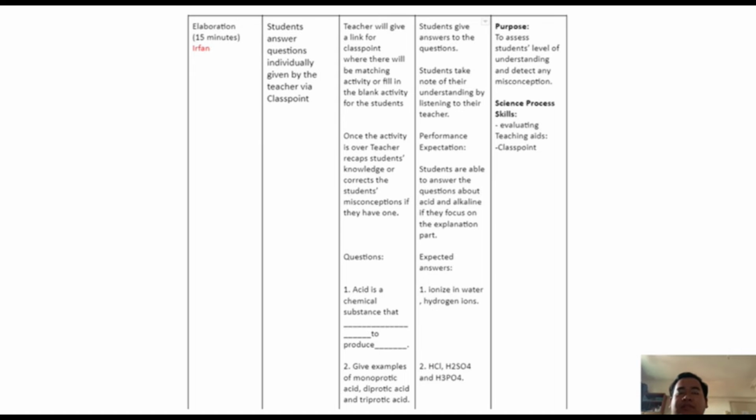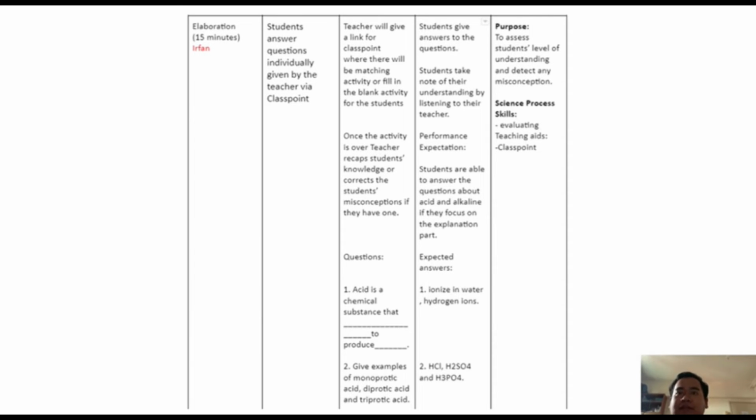And in this phase, which is elaboration, we're highlighting the science process skill, which is evaluating, and we're using ClassPoint as teaching aids. So for the teaching activity, the teacher will give a link for ClassPoint where there will be a matching activity or fill in the blank activity for the student. And then for the student activity, students give answers to the questions and students take note of their understanding by listening to their teacher.